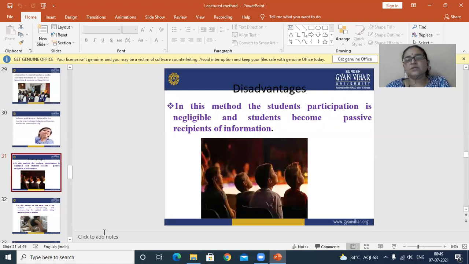In this method, the student participation is negligible and the student becomes a passive recipient of information. This is the main disadvantage of the lecture method. So you should use some questions in between your lecture to avoid this type of disadvantage of the lecture method.